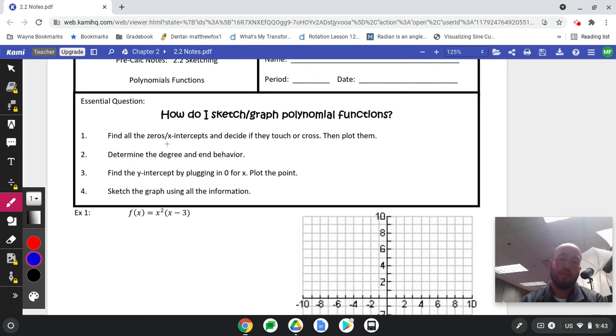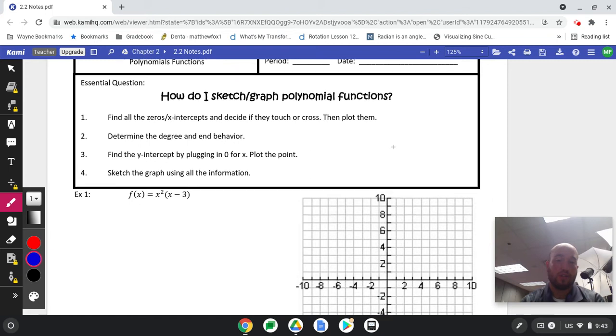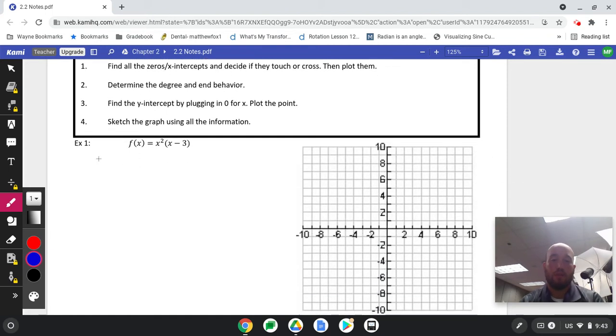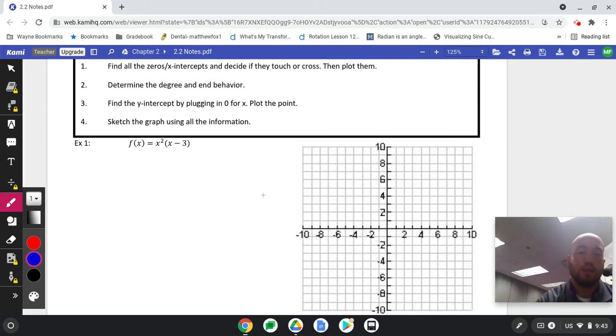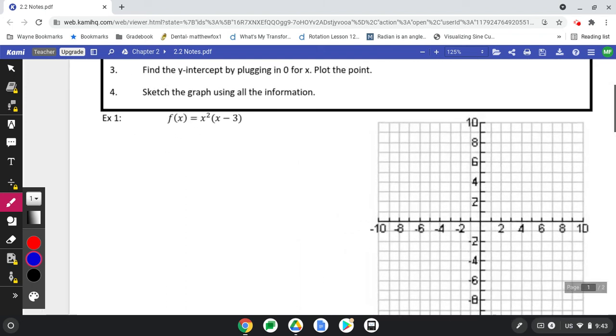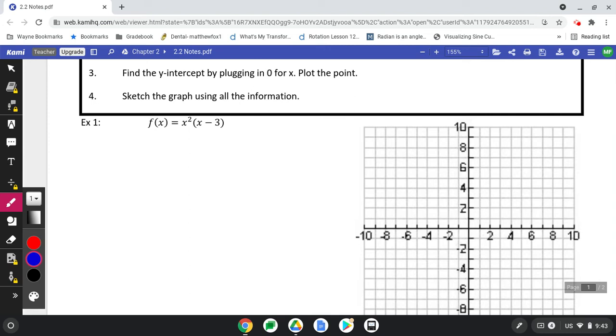Okay, so we've got our four steps here. Step one, find all the zeros or x-intercepts, and then we decide if they touch or cross. Then we'll plot those. So step one here for this first problem, remember we break each of the factored parts apart and set them equal to 0. If we set x squared equal to 0, square root of that, x will be 0. That is one of our zeros, so I'll put that over here. It's going to have a multiplicity of 2, which means it will touch.